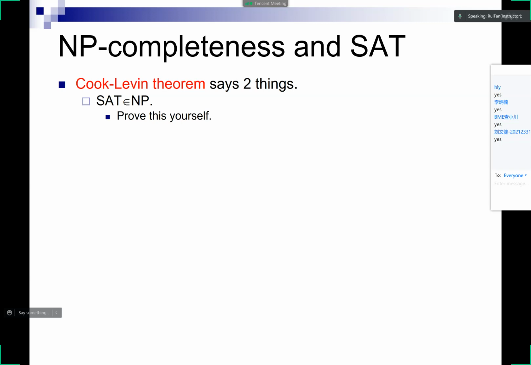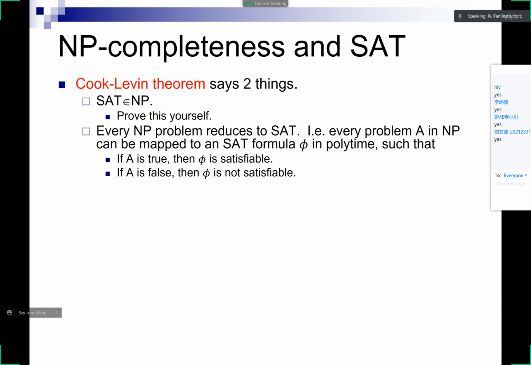This is going to use ideas like what we talked about last time. Last time we showed how to prove problems are in NP. So that's the first part of the Cook-Levin theorem, and this is not so hard to do. The second part of the theorem is much harder, and what it says is that if you take any NP problem, then that problem reduces to SAT.